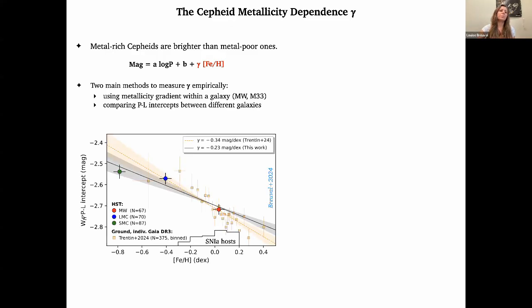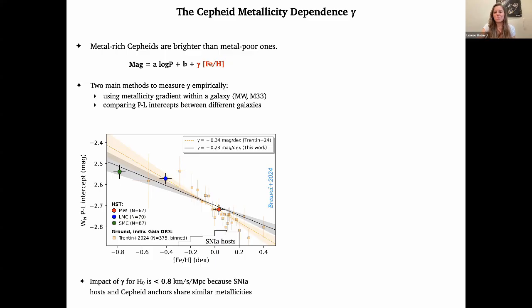So this is basically the intercept of the PL relation in different locations. So in the Milky Way in red, and in the Magellanic Clouds in blue and green, as a function of metallicity. So the Milky Way is more metal rich, and the Magellanic Clouds are more metal poor. And it's overlapped with the Milky Way Cepheids in orange, which are binned because there are way more of them, and you see basically the same trend, the same slope. And the slope of this line here is the gamma coefficient.